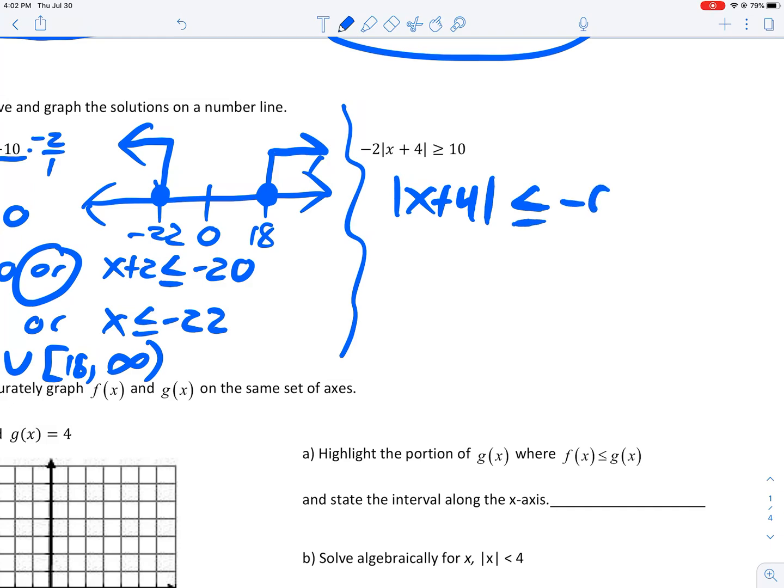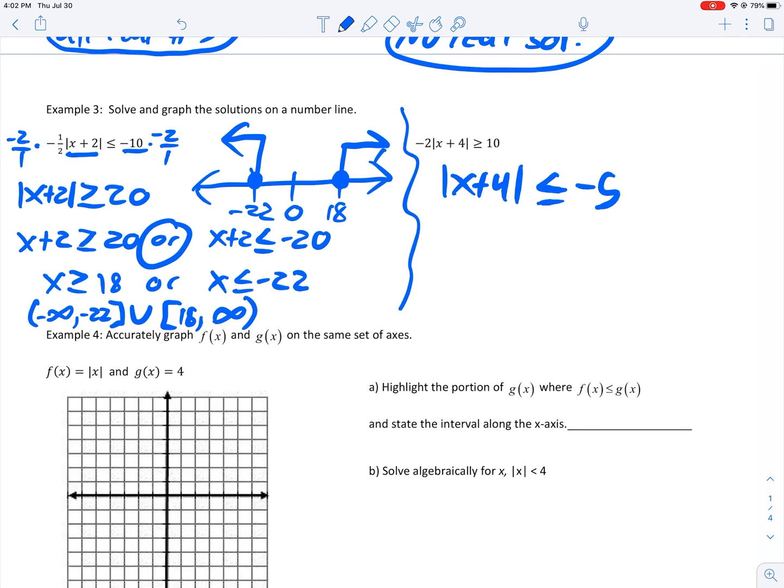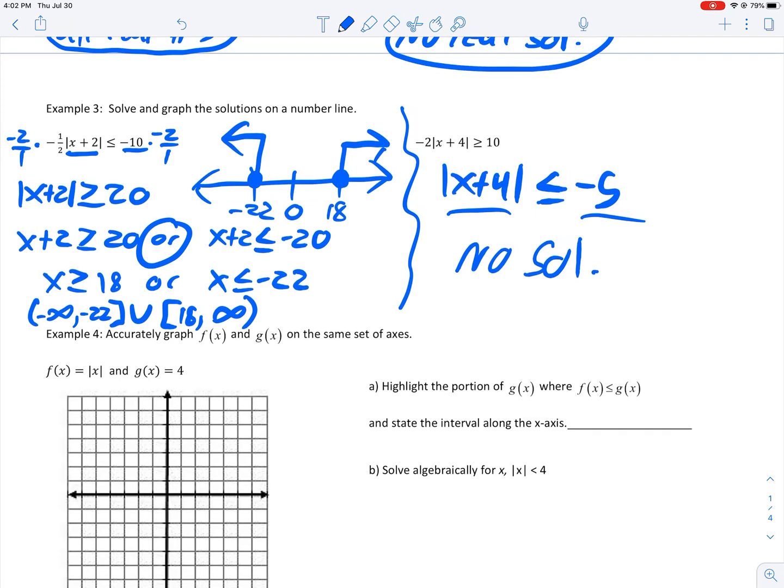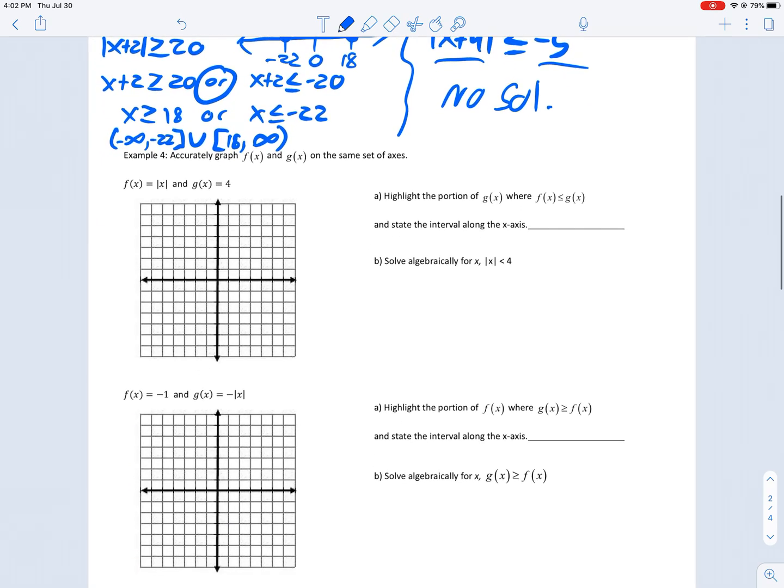Okay. Divide by negative 2 means we have to flip the inequality. Now, is there an absolute value that's less than negative 5? No, there is not. So this is no solution. Again, 0 is the smallest value you can get. Right? 0 is 0 units from 0. There's nothing smaller than literally being on top of 0.